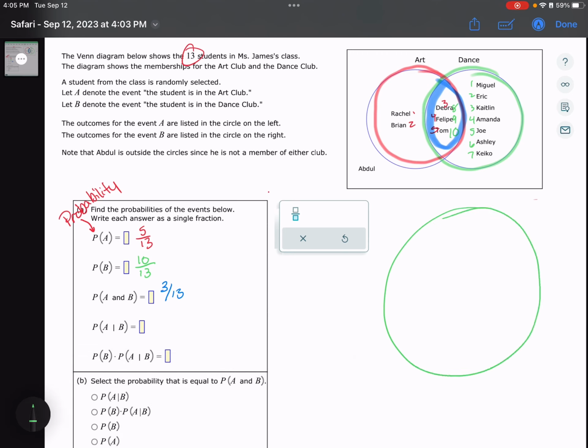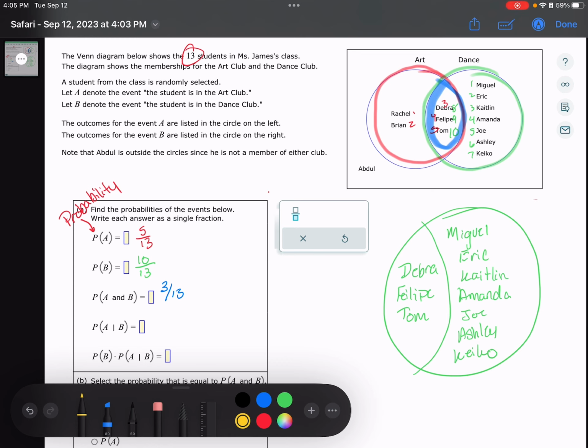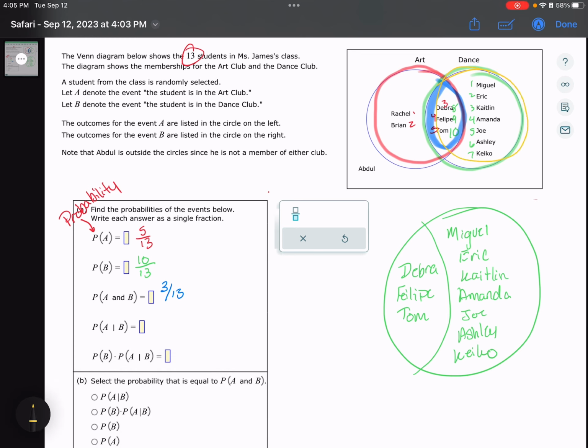Okay, so we were given this green circle. Deborah, Felipe, Tom, Miguel, Eric, Caitlin, Amanda, Joe, Ashley, and Kiko. So I want just that circle, and there are 10 people in the circle.